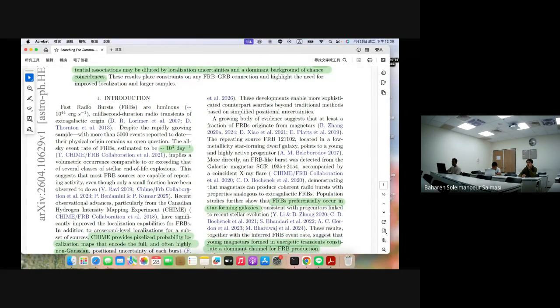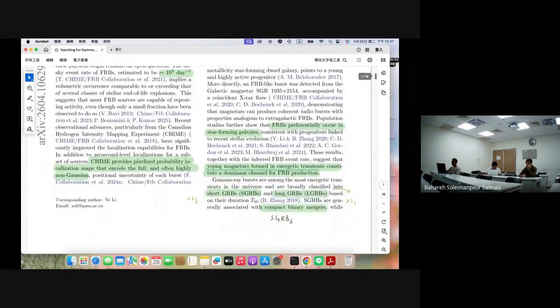As we know, the event rate of FRBs is about 1,000 per day. For gamma ray bursts, they are separated into two kinds: short gamma ray bursts and long gamma ray bursts. The short ones have a duration smaller than 2 seconds, and for long gamma ray bursts the duration is bigger than 2 seconds.